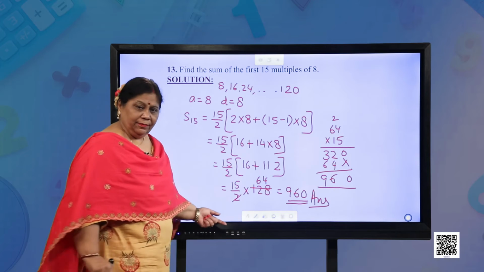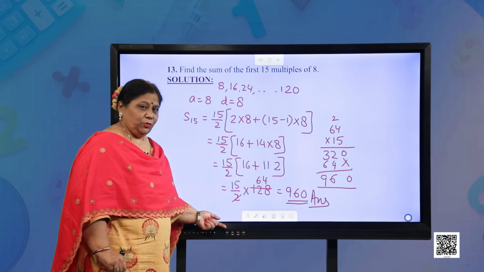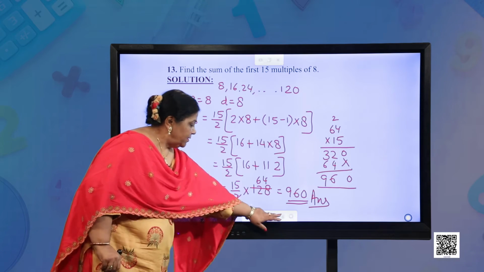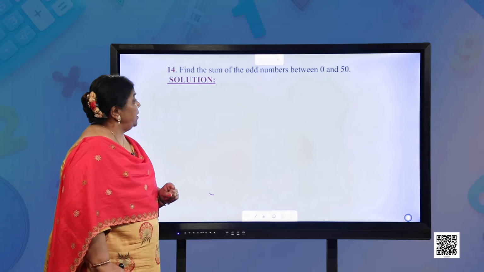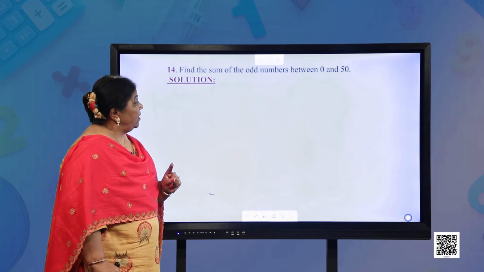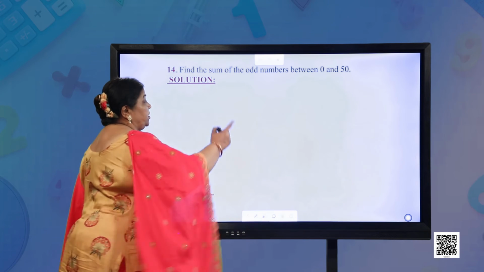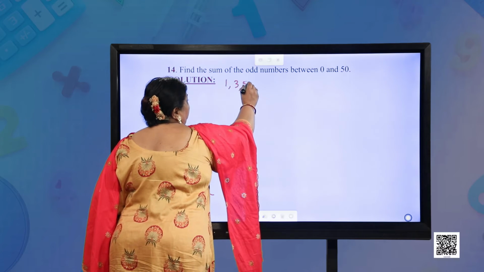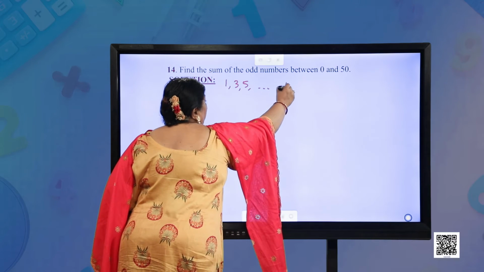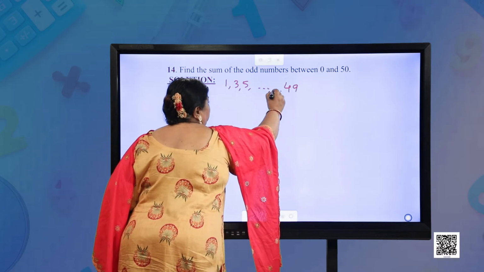I hope it is clear. Let us do the next question now. Find the sum of the odd numbers between 0 and 50. Very interesting question. Sum of odd numbers. So, what is the first odd number? 1. Next odd number 3, 5, 7, and so on. And what will be the last one before 50?